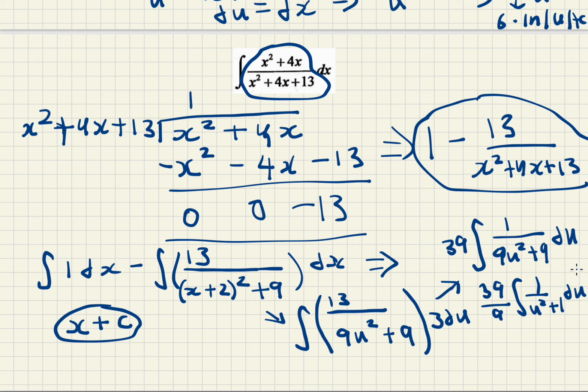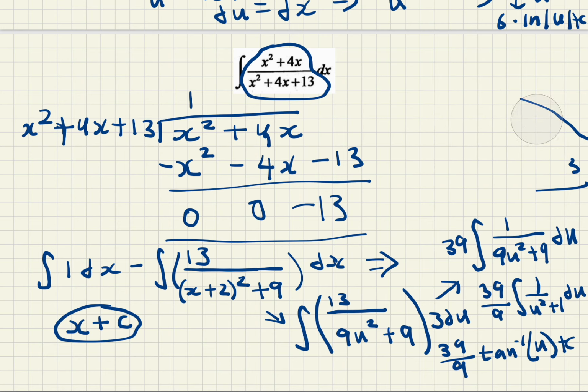And as I said previously, 1 over u squared plus 1, or 1 over 1 plus u squared, is a trig identity, tangent inverse of u. So we get 39 over 9 tangent inverse of u plus c. Now we can't leave our answer like this and make space, because we have not found our u value.